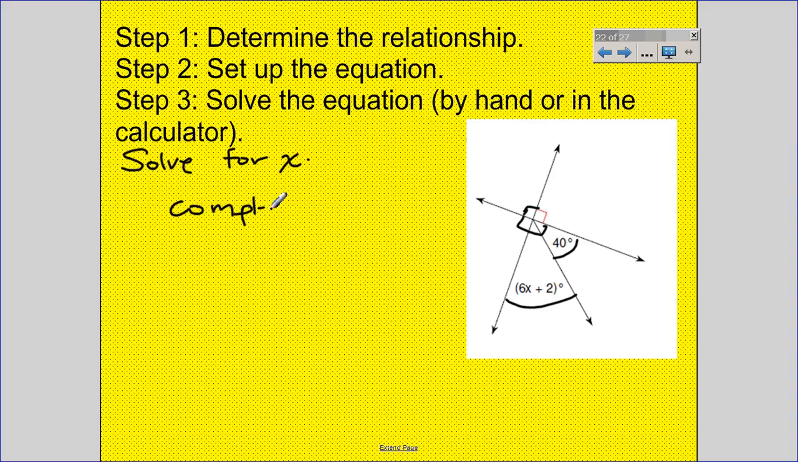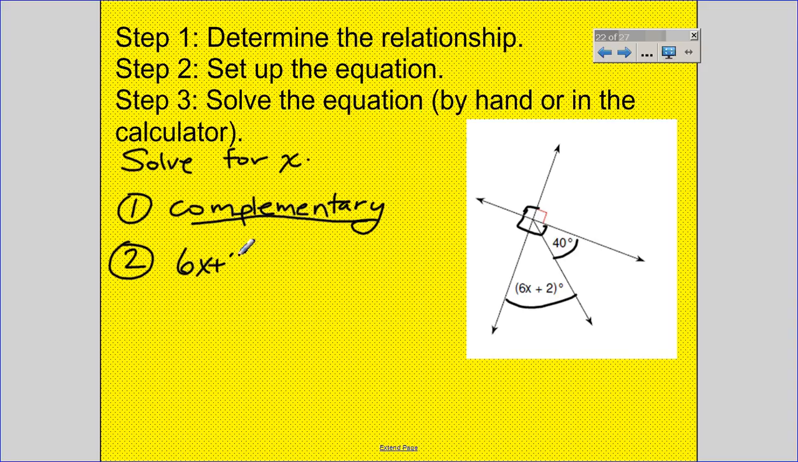The first thing that you have to figure out when you're trying to solve for x is what is the relationship? What is the geometry here? The second step is to take your knowledge of geometry and translate it into an equation. So if I know that these two angles, 40 and 6x plus 2, make 90 degrees when I put them together, I'm going to translate that into an equation.